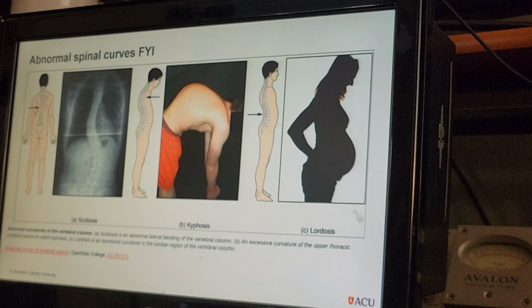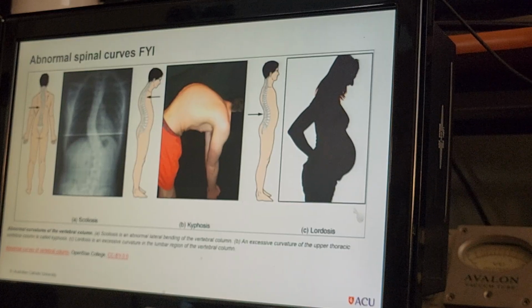Now, you don't need to know this, but FYI, for your information, you might find it interesting to see that we can have abnormalities of vertebral curvatures occurring. So the one on the left is called scoliosis, which is an abnormal lateral or sideways bending in the vertebra, and this typically occurs in the region of the thoracic vertebra. In B, we've got kyphosis, which is an abnormal posterior curve in the thoracic region. And in C, we've got lordosis, which is an abnormal or excessive anterior curve in the lumbar region.